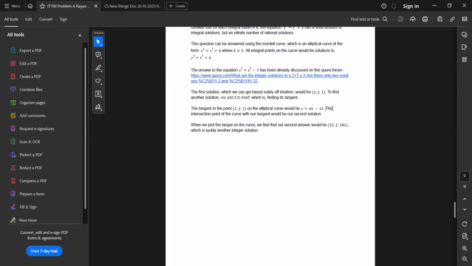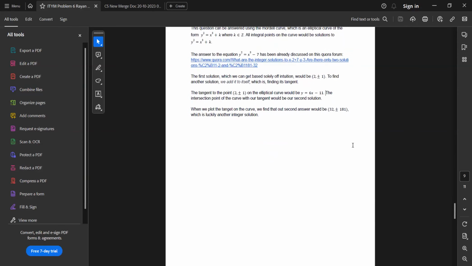We only have two integral solutions for this model equation, which are 2 comma basically 4 solutions if we separate plus minus: 2 comma plus minus 1, and then our second, third and fourth answers would be 32 comma plus minus 181. These are the only yet found integral solutions of this model.